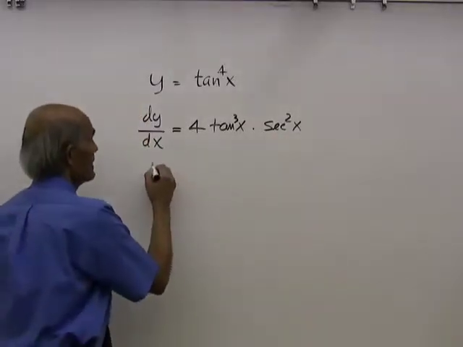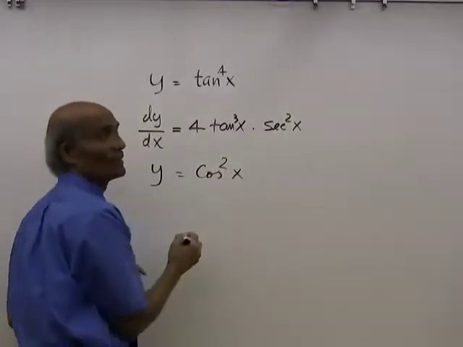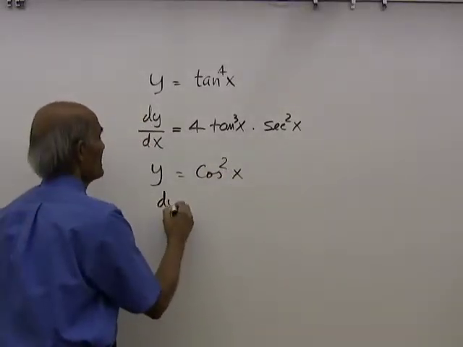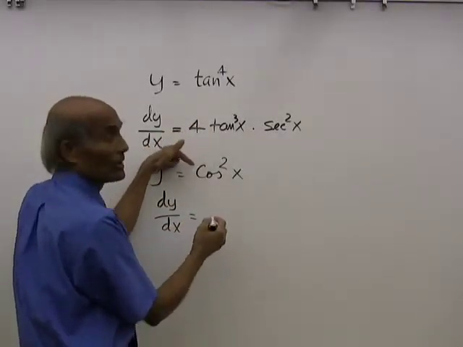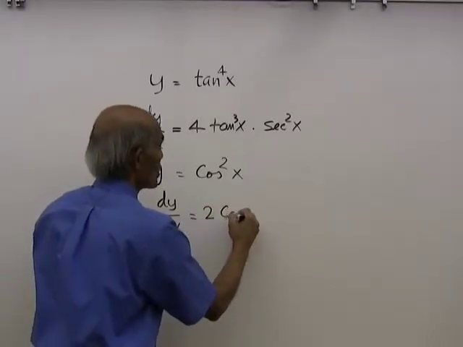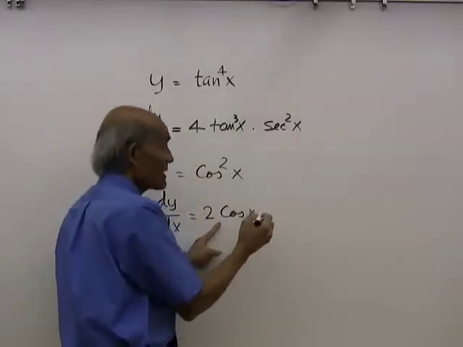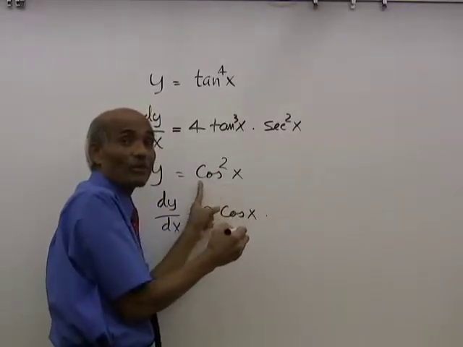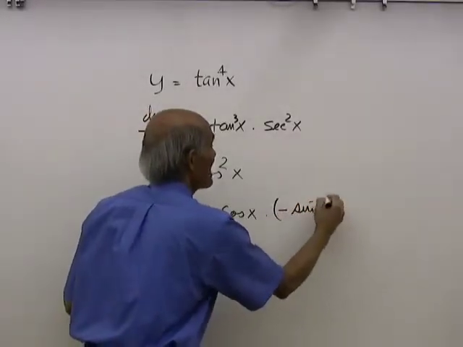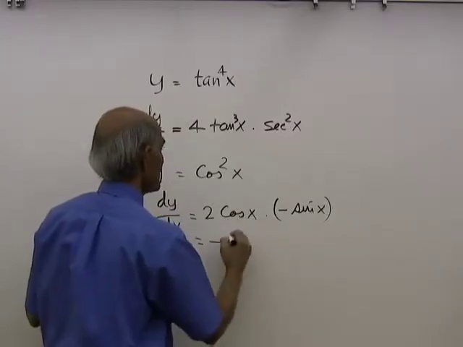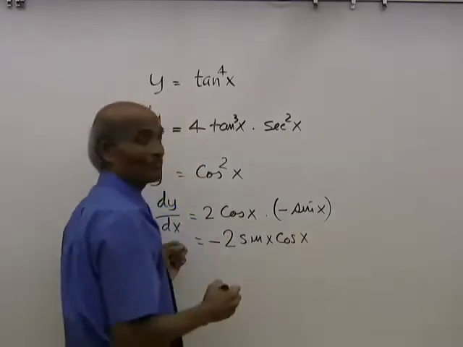Alright, one more. If y equal to cos squared x, what is the derivative of that? Dy by dx equal to, apply the power rule, you get 2 times cos x, is that right? The power now becomes 1. 2 cos x times the derivative of that quantity. Derivative of cos x is negative sin x. So that will be negative 2 sin x cos x.